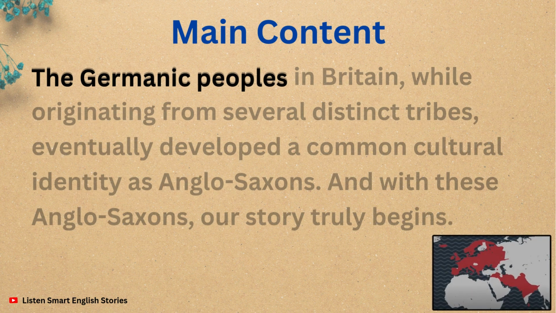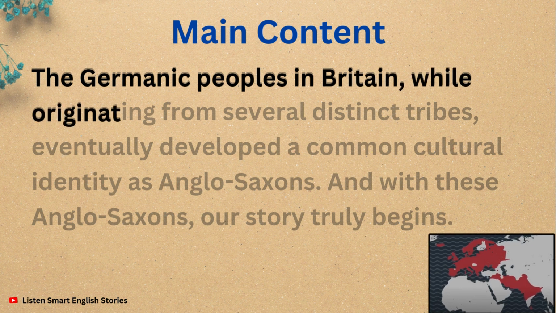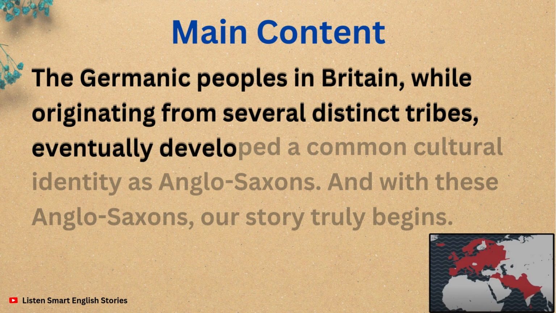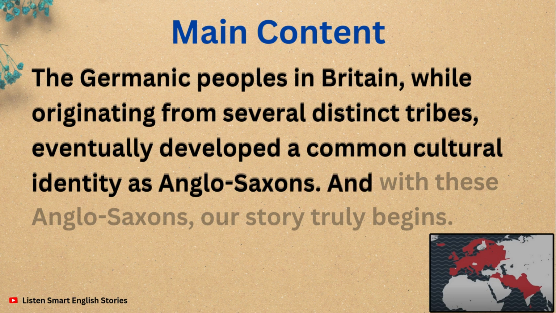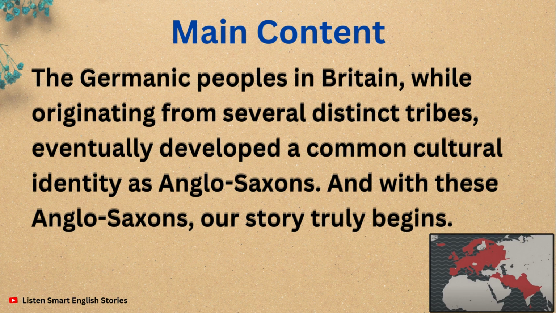Celtic speakers became concentrated in Wales, Scotland, and Cornwall, while the area we now know as England became culturally Germanic. The Germanic peoples in Britain, while originating from several distinct tribes, eventually developed a common cultural identity as Anglo Saxons. And with these Anglo Saxons, our story truly begins.